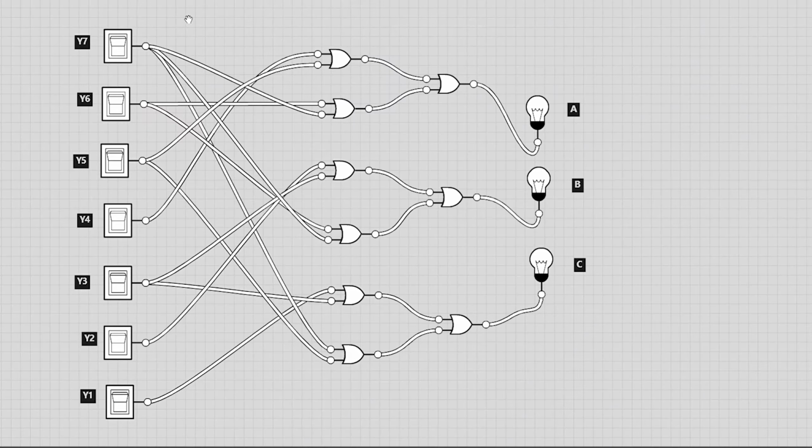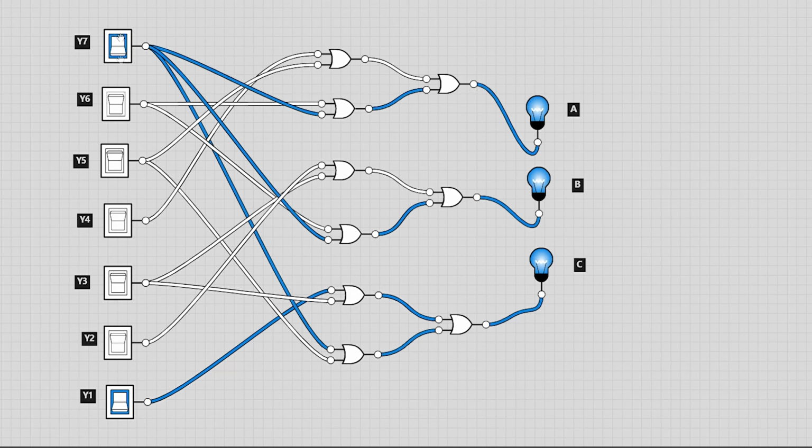Thank you. Now we'll see how an encoder works. This is a simulation of an encoder. Here there are 7 inputs and 3 outputs. The inputs are Y7, Y6, Y4, Y3, Y2, Y1, and the outputs are A, B and C. When the input Y1 is 1 and the other inputs are 0, the outputs A and B are 0 and C is 1. And when the input Y7 is 1 and all other inputs are 0, all the outputs are 1.